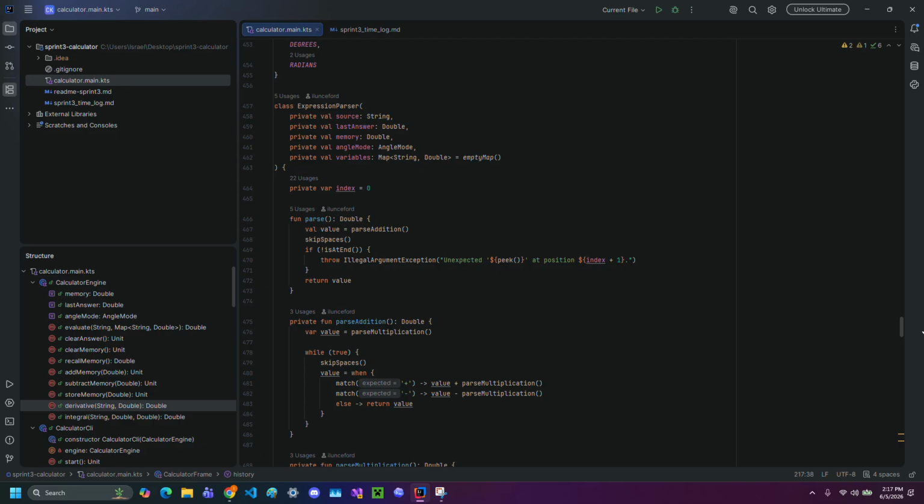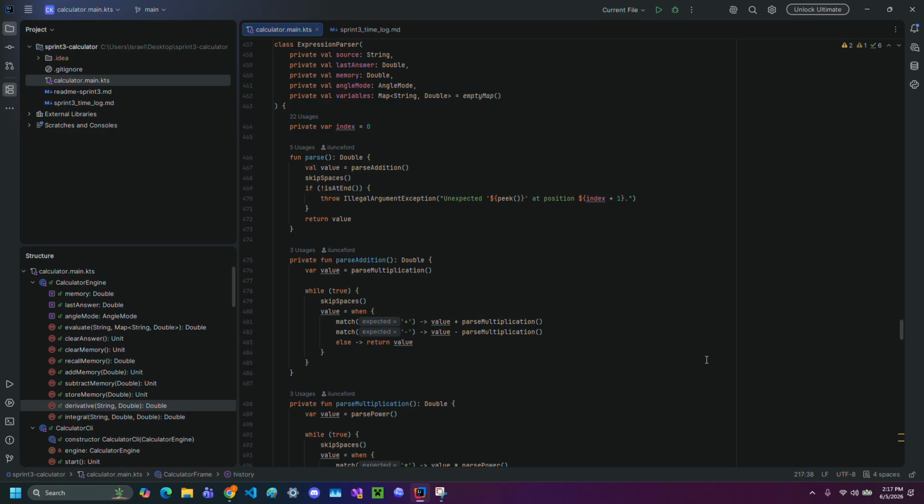As you know, from basic math and from elementary school math, order of operations is important to make sure you're doing it right. The parser processes addition and subtraction, multiplication and division, powers, unary operators, parentheses, percentages, factorials and functions.